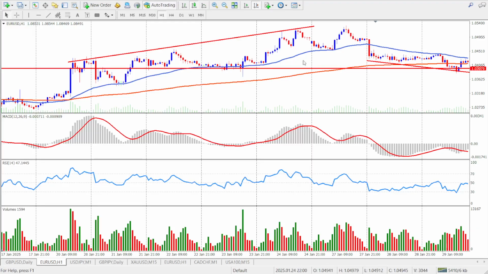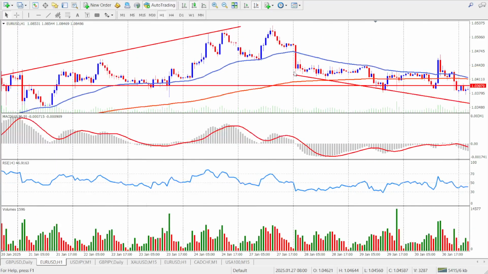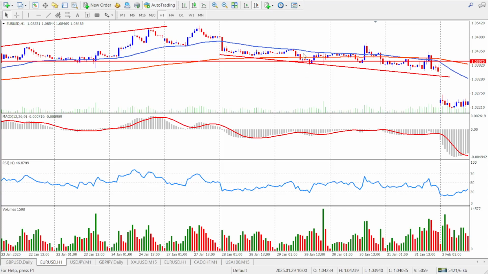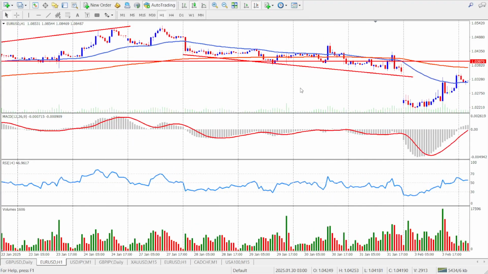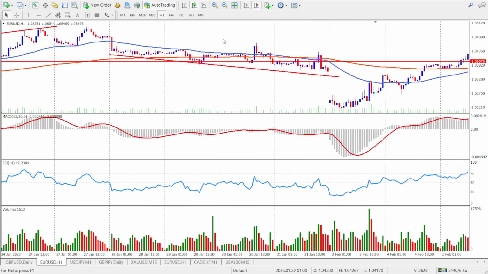Okay, a pullback to a key support for a buy or a key resistance for a sell. Then set your stop loss below the previous swing low for a buy trade or above the previous swing high for a sell trade. Now the next strategy is the breakout confirmation strategy.